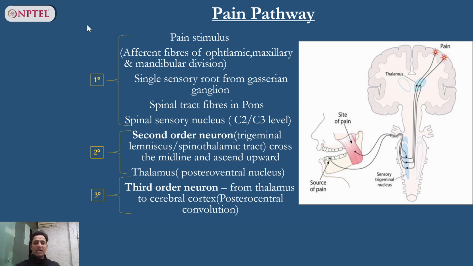The second order neuron starts from here. It will cross the midline and ascend upward, and it will reach the thalamus, in particular the posteroventral nucleus area of the thalamus. So this second order neuron, which starts from the spinal sensory nucleus and reaches the thalamus, forms the spinothalamic tract. Finally, the third order neuron will start from the thalamus and terminate in the cerebral cortex, particularly the postcentral convolution of the cerebral cortex. That is the ultimate area of pain perception.